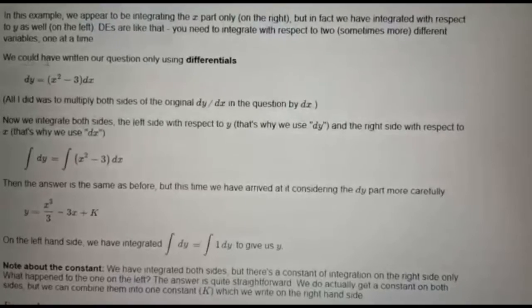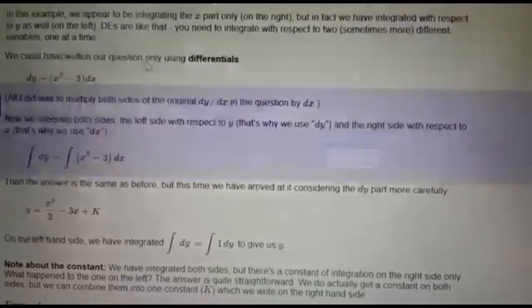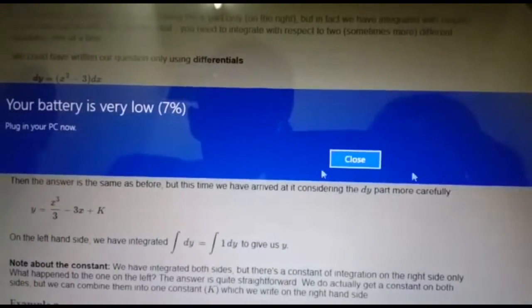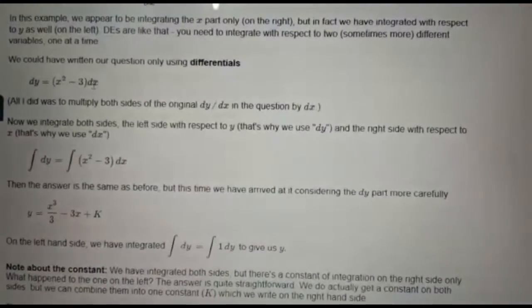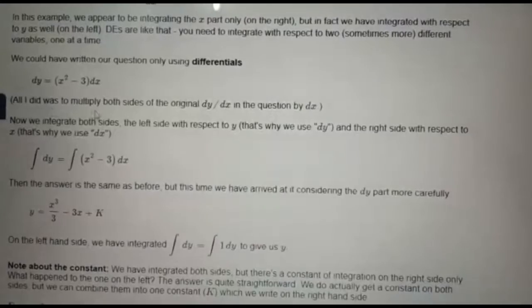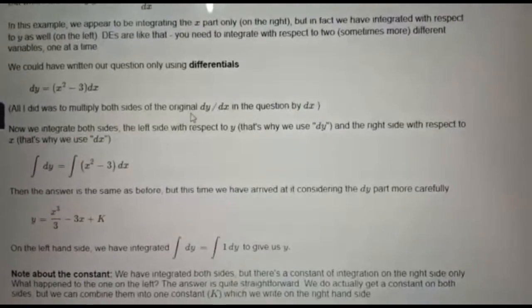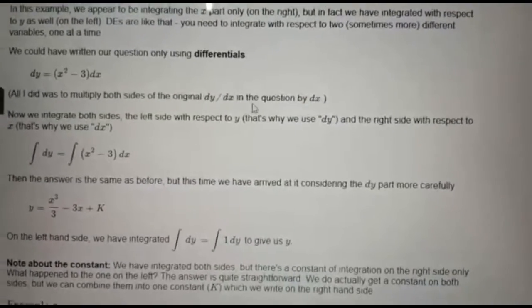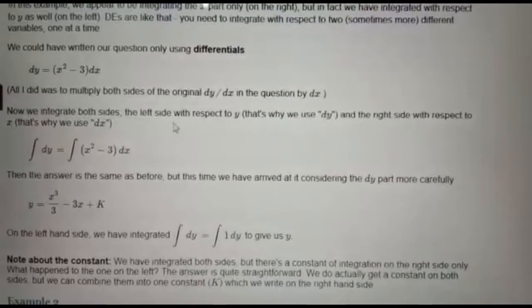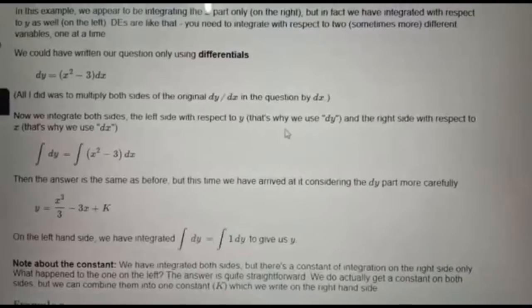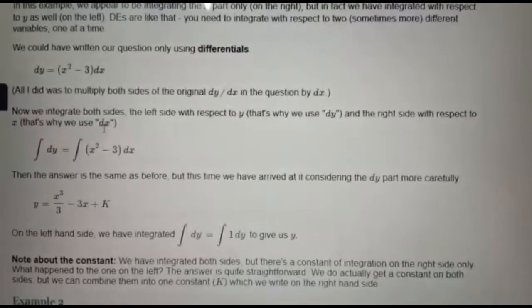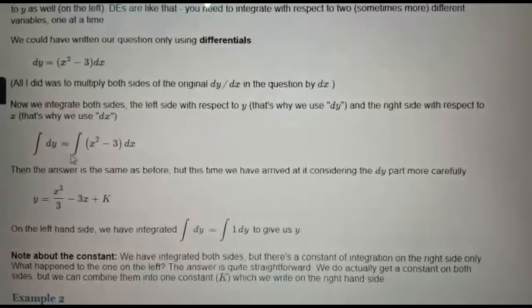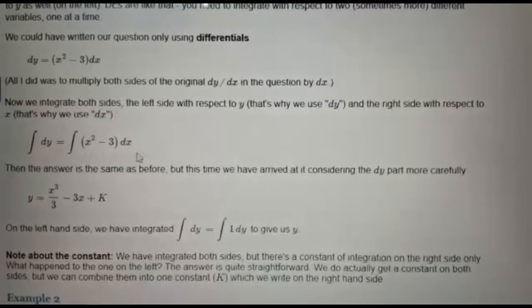We could have written our task only using differentials: dy equals x squared minus 3 dx. All I did was to multiply both sides of the original dy dx in the question by dx. Now we integrate both sides. The left side with respect to y, so we use dy, and the right side with respect to x, so we use dx. The integral of dy equals the integral of x squared minus 3 dx.